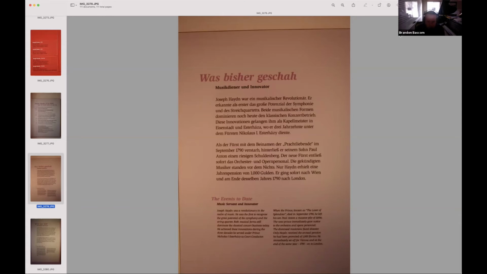So when the prince died in September of 1790, he left his son Paul Anton a massive pile of debts. The new prince immediately gave notice to the orchestra and opera personnel. The dismissed musicians faced disaster. Only Haydn received the annual pension he had been promised of 1,000 florins. He immediately set off for Vienna, and at the end of the same year, 1790, on to London.